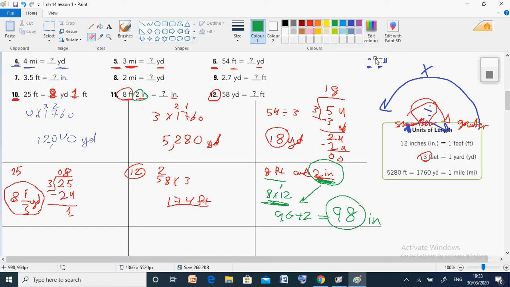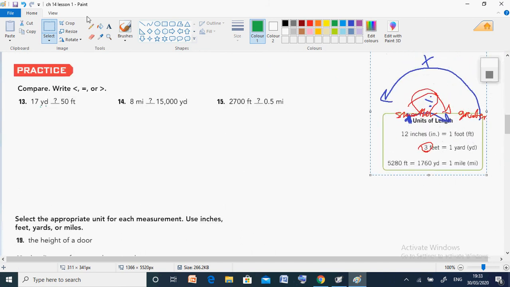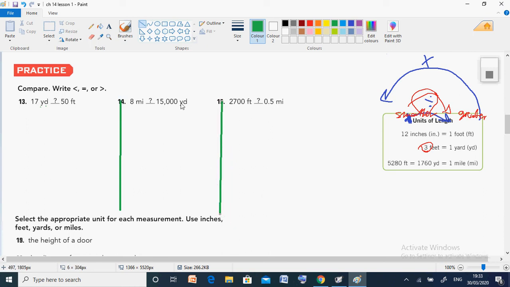Let me erase this, and let me take this one with me. And here I want to convert it. Let me separate them. Okay, so now I want here to check which is greater, yard or feet.